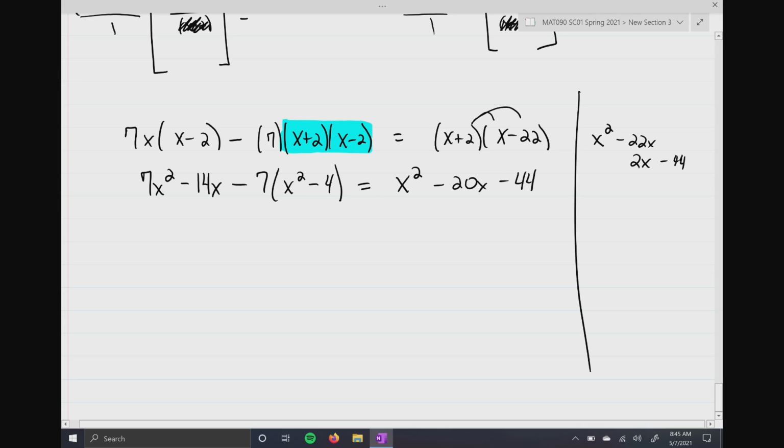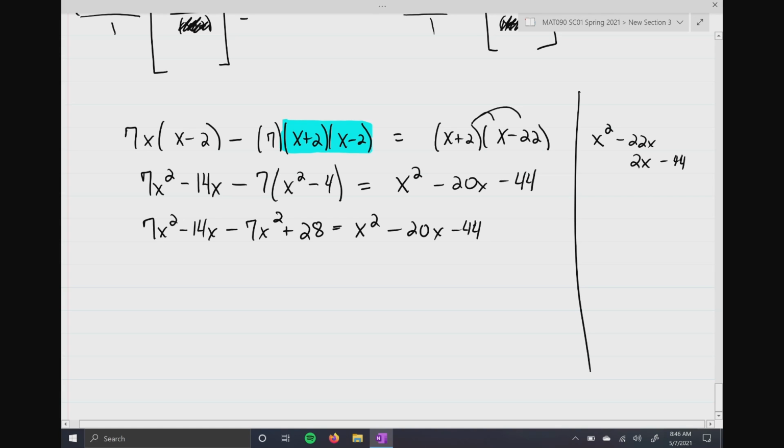So far, so good. I need to take this one step further because I still have parentheses in the middle. So I'm just going to rewrite everything and just distribute the negative 7. So I get negative 7x squared and positive 28.